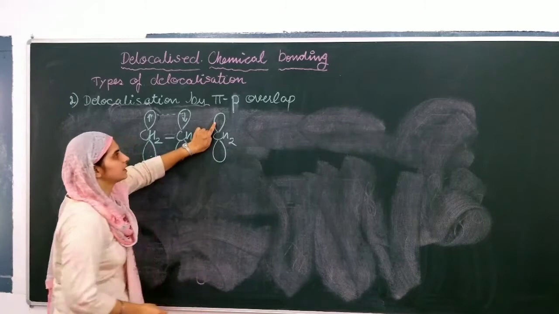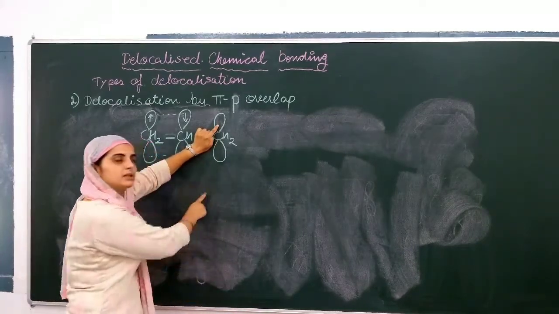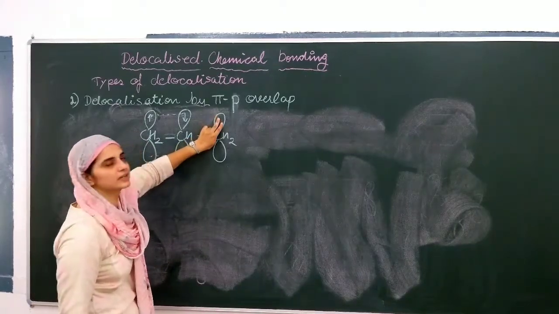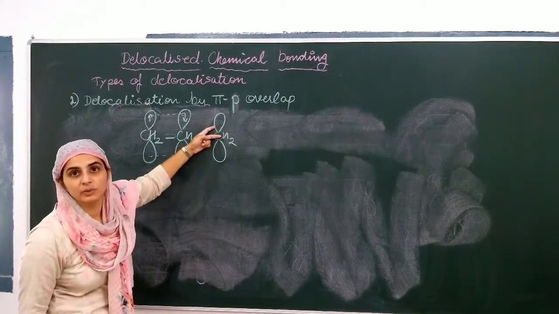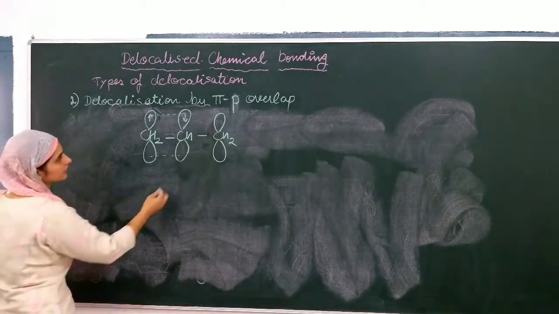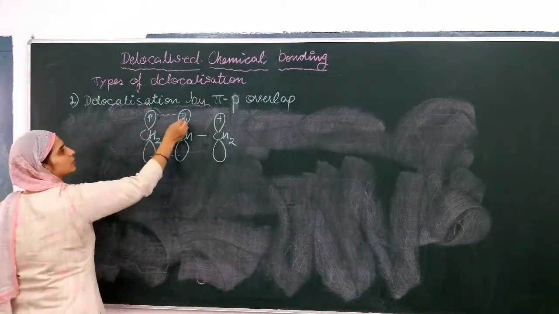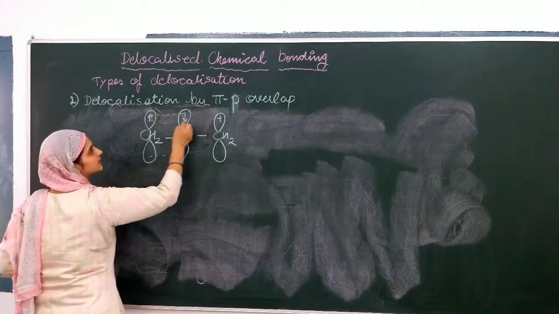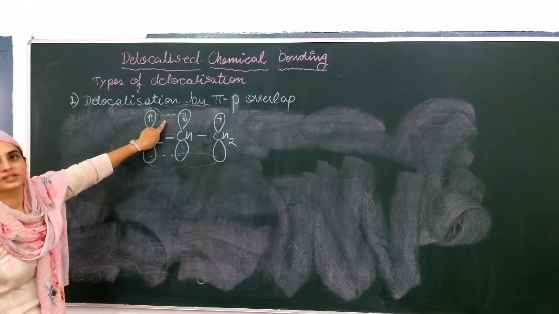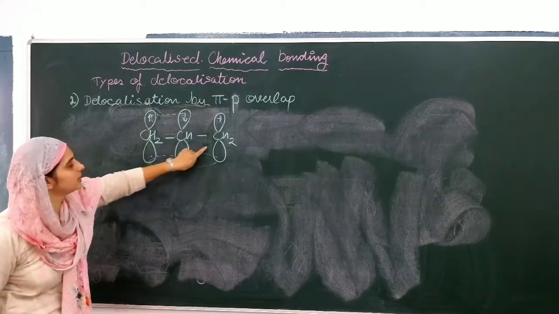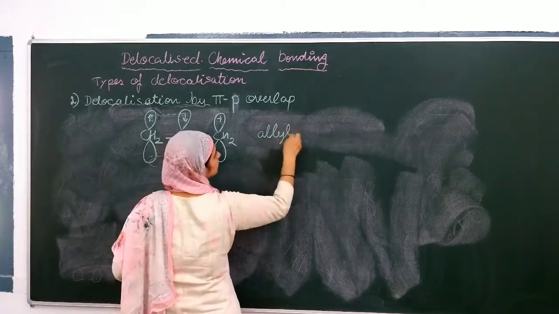This orbital can contain one electron in case of allyl radical, or it may contain a pair of electrons in case of allyl carbanion, or it may be empty in case of carbocation. So, taking this orbital empty, this orbital overlaps with this orbital. So these two pi electrons are delocalized over all the three carbon atoms here, in the case of allyl carbocation.